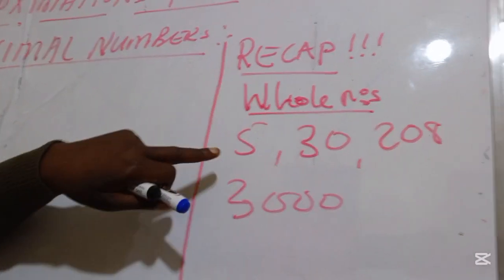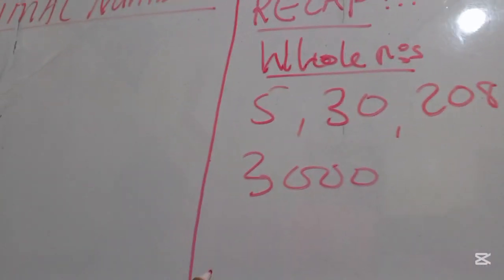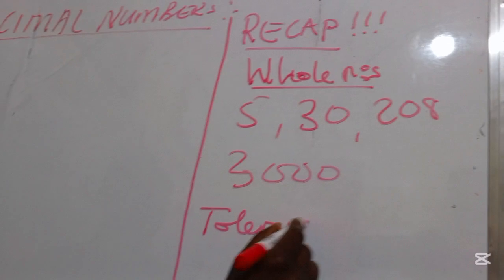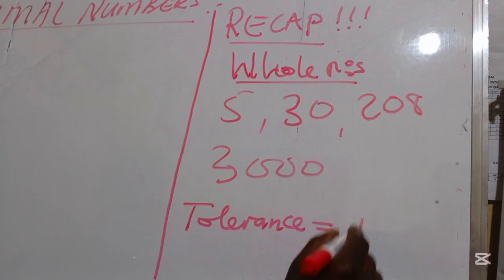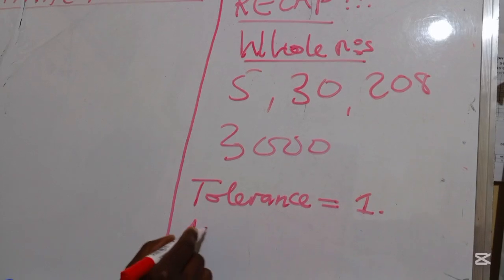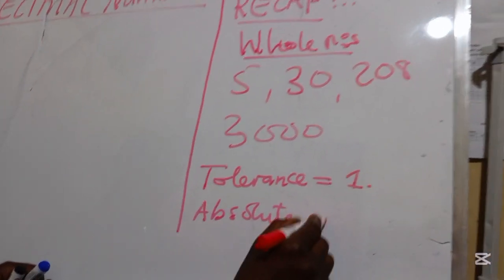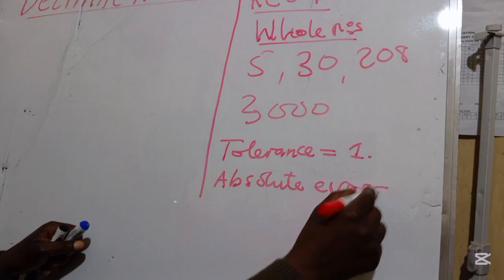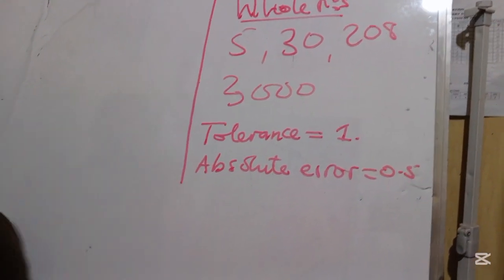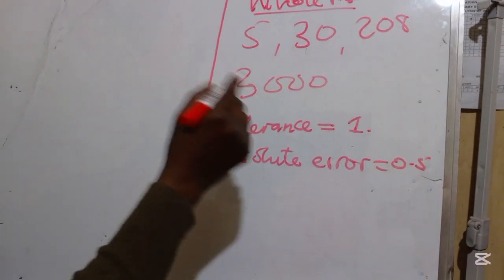This is a composite number. This is just a one number. So now what is it for all numbers, tolerance. It's just a reminder. We said tolerance for all numbers is always 1. And the absolute error, we said it is always 0.5. Mind you, absolute error is always positive. We are saying for tolerance, as long as it is a whole number.